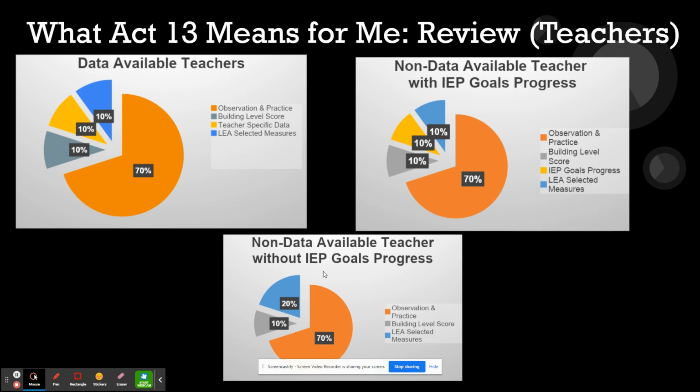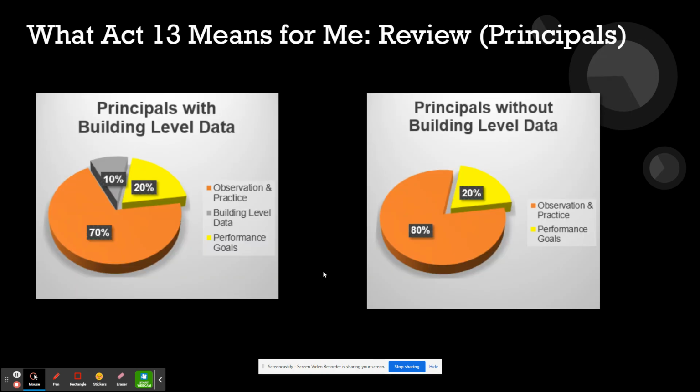If you do not teach a tested area, yours will be the same, except your 10% of teacher data will be based off IEP goal progress, which you will fill out, which I will show you at the end of this presentation. And then if you do not have enough students with IEPs, or you're not able to contribute to their goals, then 20% will be based off of your career readiness artifacts that you build within your class. For principals, all of us have building level data, so 80% will be based off your observation, and 20% will be based on performance goals that you will develop with the superintendent.